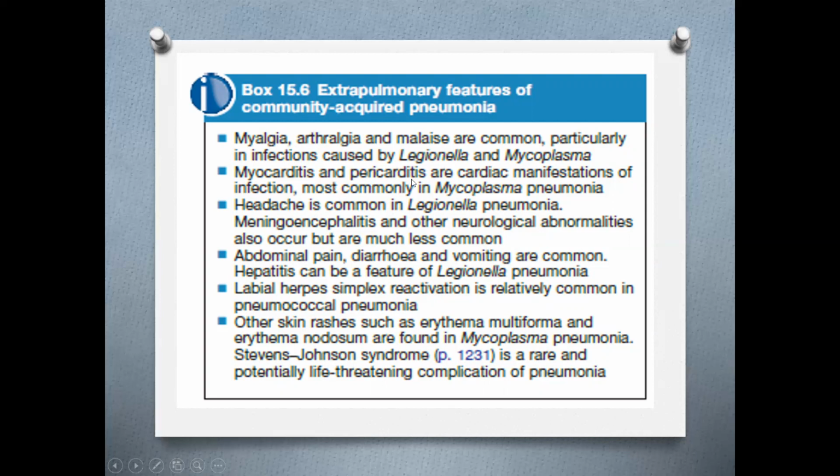Myocarditis and pericarditis are cardiac manifestations of infection, most commonly in Mycoplasma pneumonia. Headache is common in Legionella pneumonia. Meningoencephalitis and other neurological abnormalities also occur, but they are much less common. Abdominal pain, diarrhea, and vomiting are common. Hepatitis can be a feature of Legionella pneumonia.